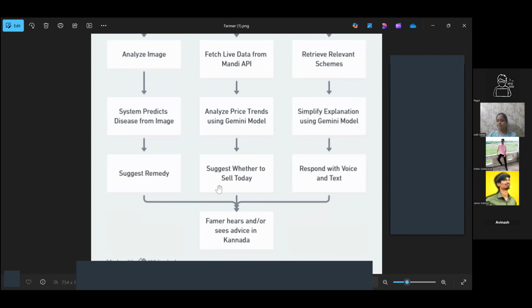We can add it now. Yes, we can give the suggestion. How could the farmer know whether tomorrow the price will increase or decrease? The price will be updated by 12 a.m. itself. So it can predict based on previous prices.